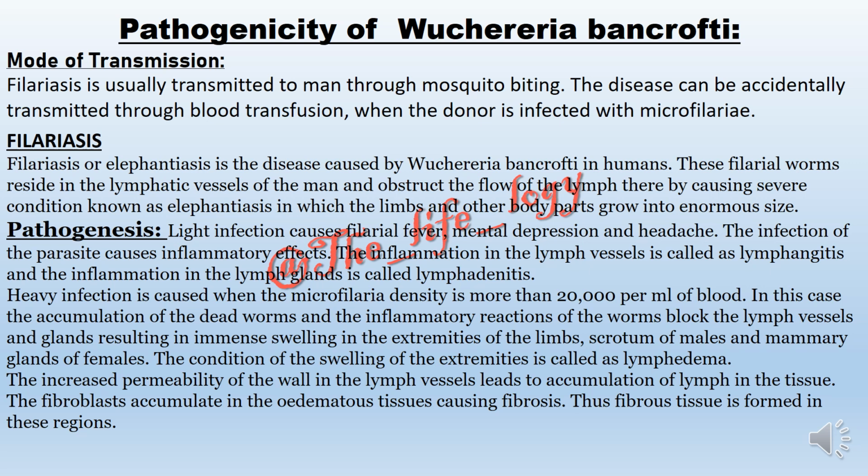Filariasis or elephantiasis is the disease caused by Wuchereria bancrofti in humans. These filarial worms reside in the lymphatic vessels of man and obstruct the flow of lymph, thereby causing a severe condition known as elephantiasis, in which the limbs and other body parts grow into enormous size. So basically, the microfilariae which reside in the lymphatic vessels cause the lymphatic vessels to swell up, and the infected body parts appear to be enormous in size, right? They grow into enormous size.